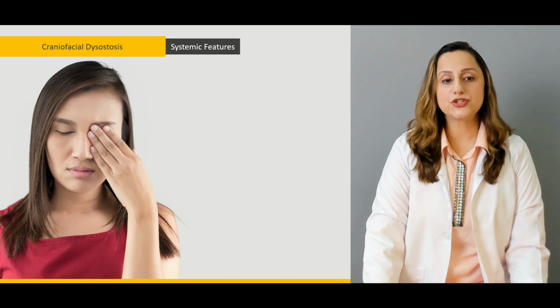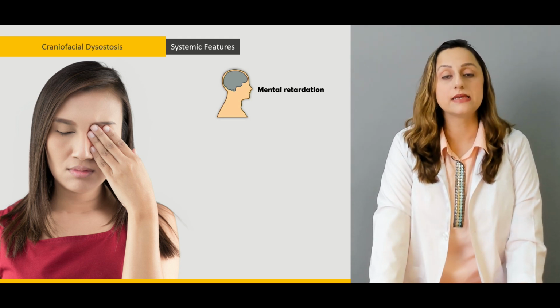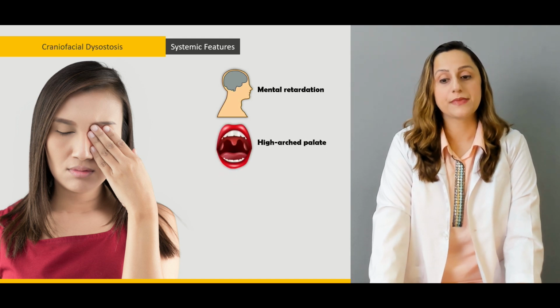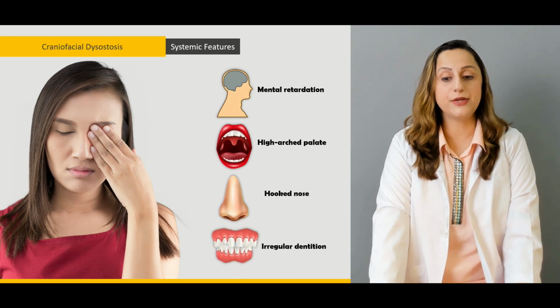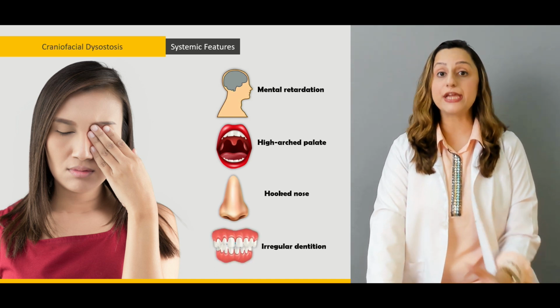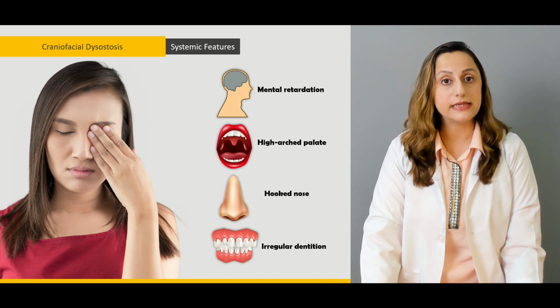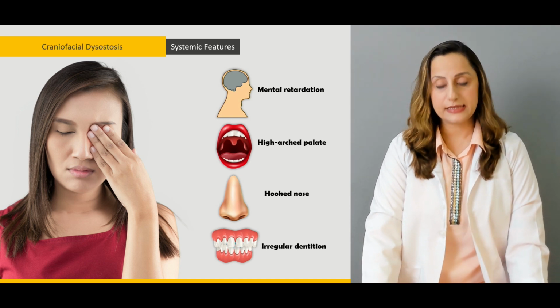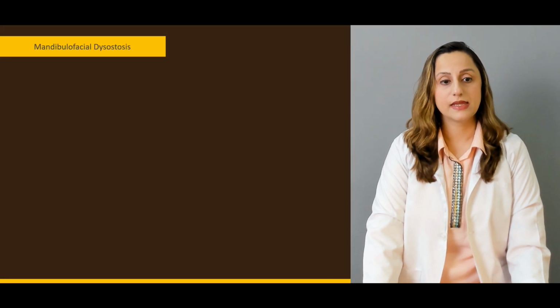The systemic features for the craniofacial dysostosis would include the mental retardation that is noted down. If you perform the IQ test on these children, you would note down that they suffer from a lower IQ level. A high arched palate is noted down. A hooked nose is a very important phenomenon over here, and irregular dentition due to the abnormalities of the palate. Obviously, if there is going to be a high arched palate, that is going to affect the dentition of the individual as well.